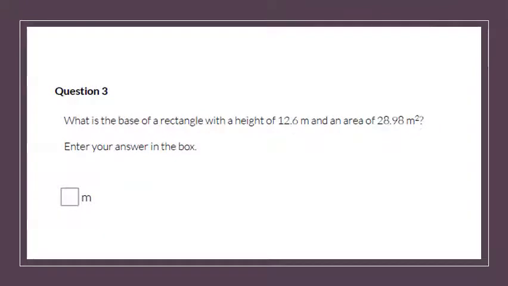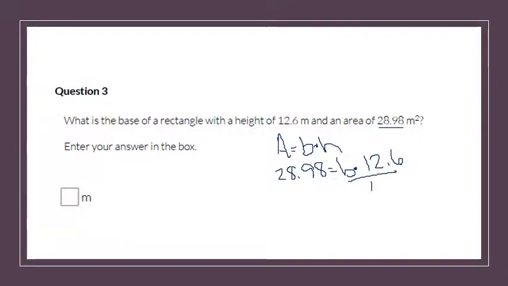Number 3, what is the base of a rectangle with the height of 12.6 and the area of 28 98/100ths? So I'm going to put that first. 28 98/100ths equals the base times the height that we know is 12.6. So to go backwards here, I've got to take 28 98/100ths and divide both sides by 12 6/10.